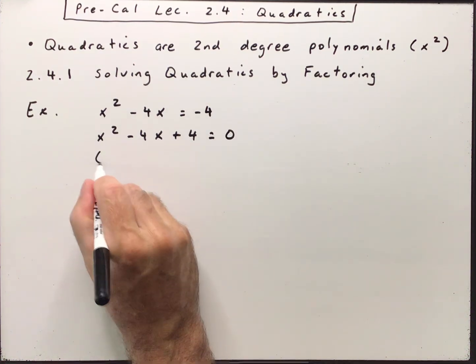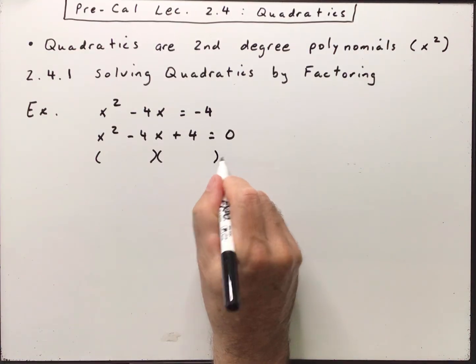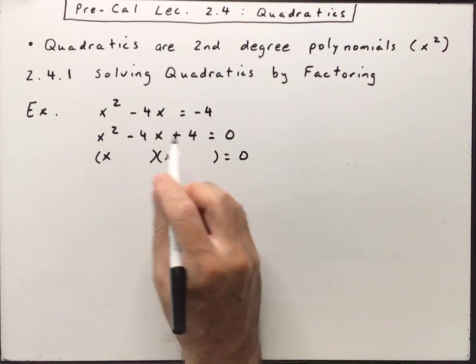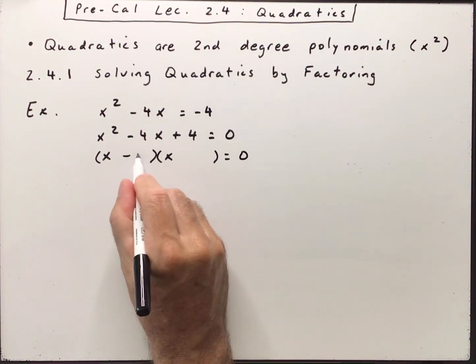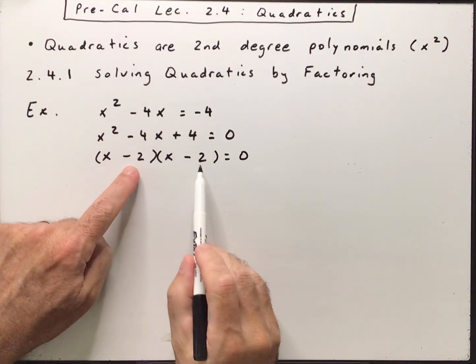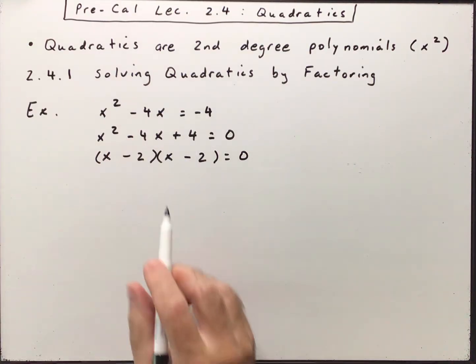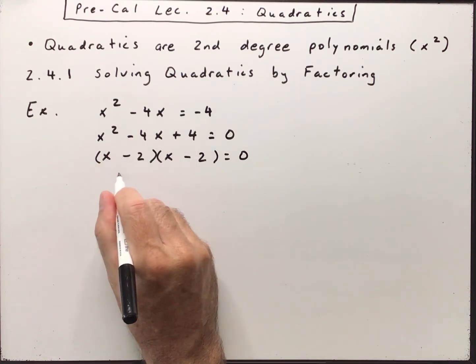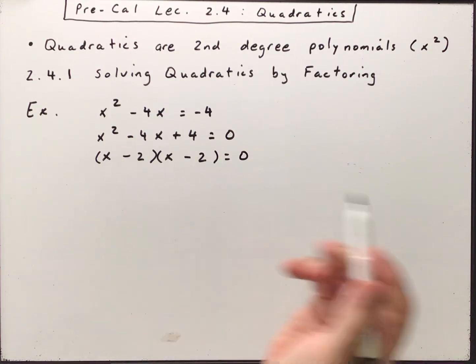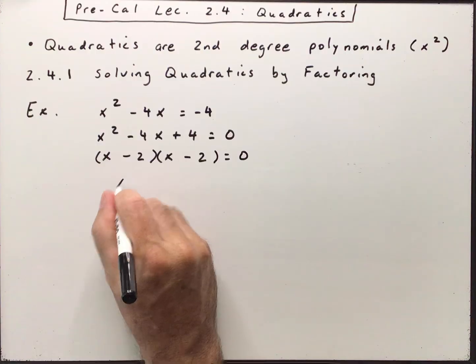So now we want to see if we can factor this. So we've got x, and I think a minus 2 and a minus 2 will work because that would give me a negative 4x in the center, and negative 2 times negative 2 would be positive 4. In this case, we only have one solution. What value of x would make either parenthesis 0? Well, that's going to be 2.